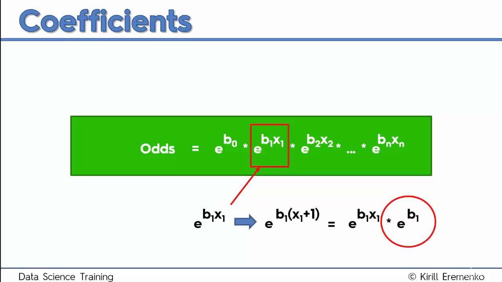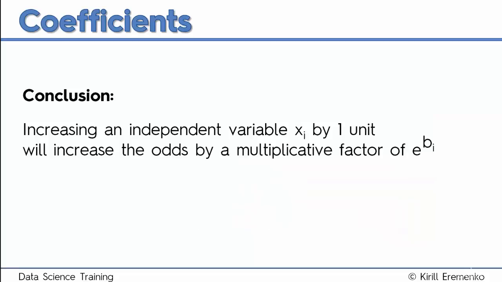Now let's put this in writing so that we definitely remember what we just found out. You know how I don't like putting too much text on my slides, but this time is an exception, an important conclusion, and we're going to write it out. Increasing an independent variable xi, so any independent variable x, by 1 unit will increase the odds by a multiplicative factor of e to the power of bi.